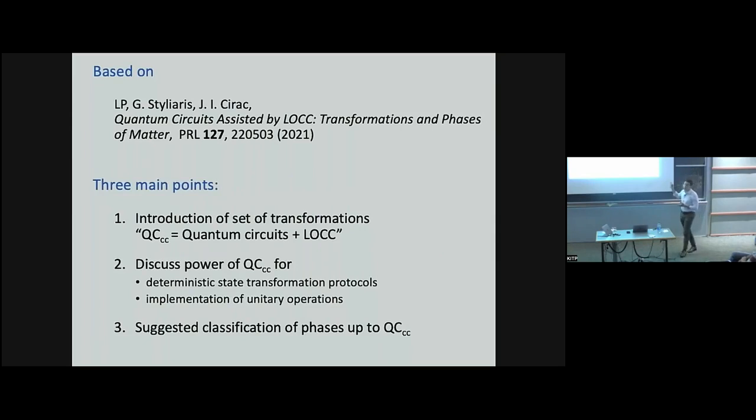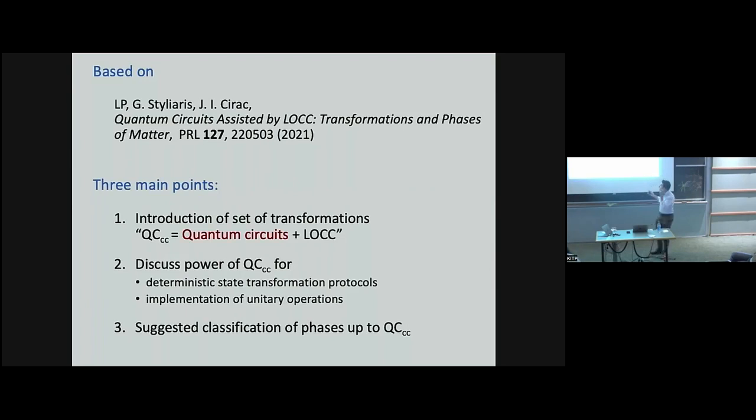So here we mainly do three things. First we introduce a set of transformations which combine two natural objects, which are quantum circuits and local operations and classical communication, so LOCC. And then we discuss the power of these transformations in two specific contexts. One is state preparation, and the other is implementation of unitary operations. And then finally, there is a more speculative part, which is about suggesting a classification of phases based on this new class.